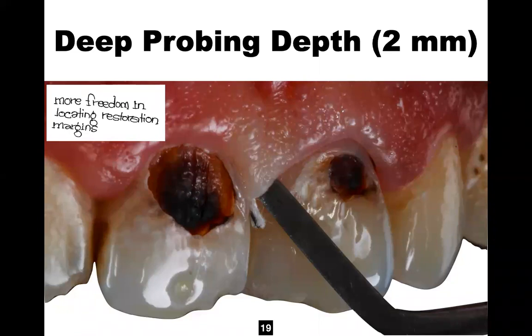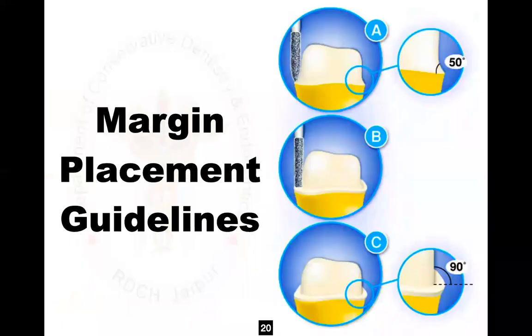you can go with equigingival. Okay, so my topic of concern is not that today, but since I'm telling you about the margins, I'm just going to clarify where exactly you're going to plan and think about an equigingival margin. But in case of posterior teeth, if you have a good probing depth of 2 mm, please go ahead with your supragingival margins, because you have more freedom in locating any kind of restorative margins, and you do not have to think about undergoing a subgingival margin.